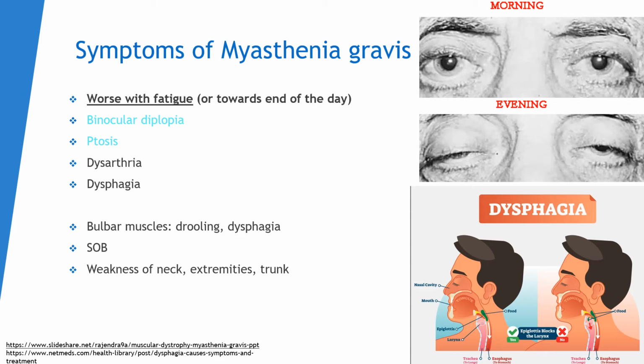Dysarthria and dysphagia can also develop from this disease. Bulbar muscles fatigue out, leading to drooling and dysphagia, shortness of breath in advanced cases, and weakness of neck, extremities, and trunk can develop in advanced cases as well.